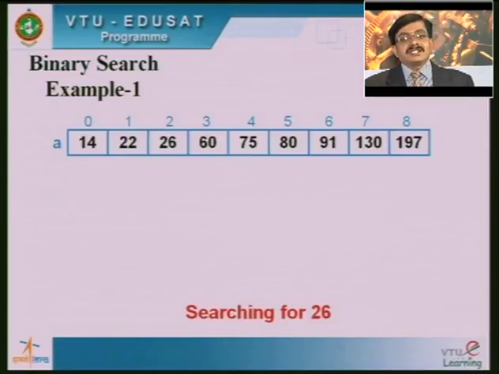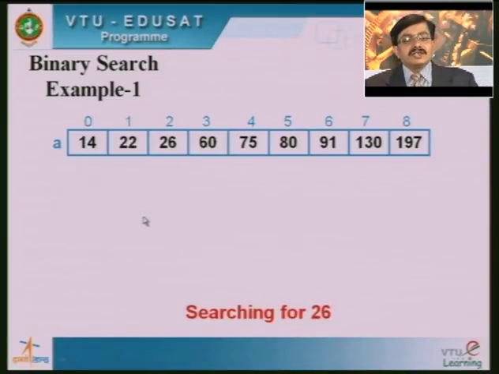Now take this particular situation. I have a list of 9 elements here. I have to search for the key element 26. Now I am supposed to compute the middle value. So how to compute the middle value here? It is a sorted list: 14, 22, 26, 60, 75, 80, 91, 130 and 197. I have to look for the particular key element 26 here.